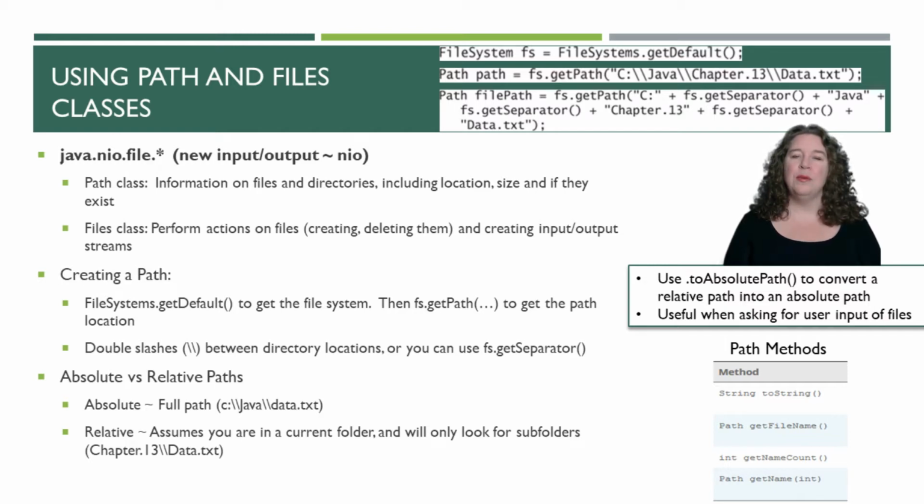An important thing with file systems, your double slashes go between your directory locations. So when we do C:\\, it isn't just one, it's two, because we need to escape that backslash. The other option you can use is what we call fs.getSeparator, and that will go get the double backslash separator for you. By using that, if you use this on a different file system that is not Windows, it'll work there as well, because it'll get the file system separator that needs to be between your file folders.